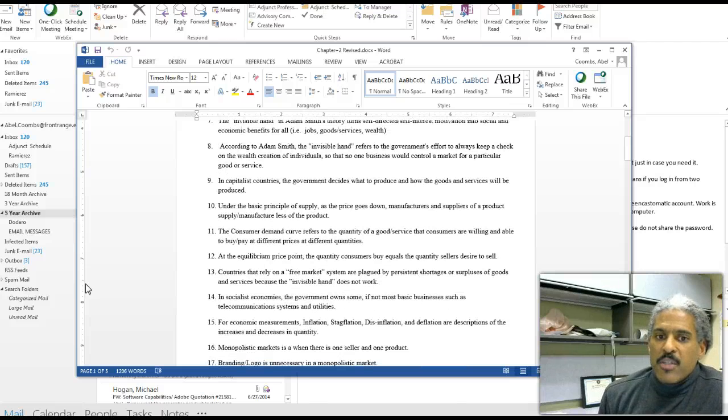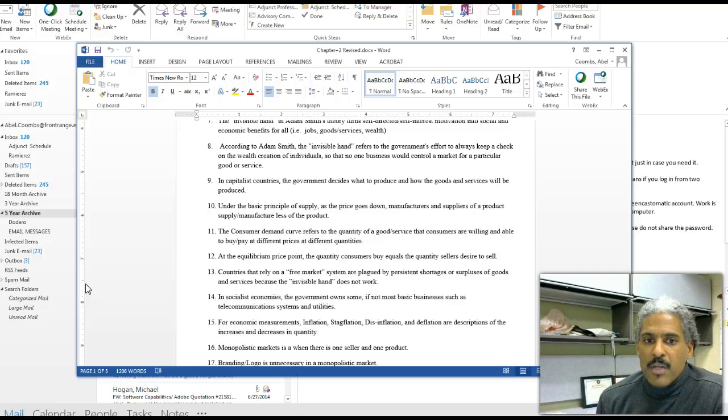8, according to Adam Smith, the invisible hand refers to the government's efforts to always keep a check on the wealth creation of individuals so that no business would control the market or a particular good or service. False. It's not involved with the government, person, individual interest.